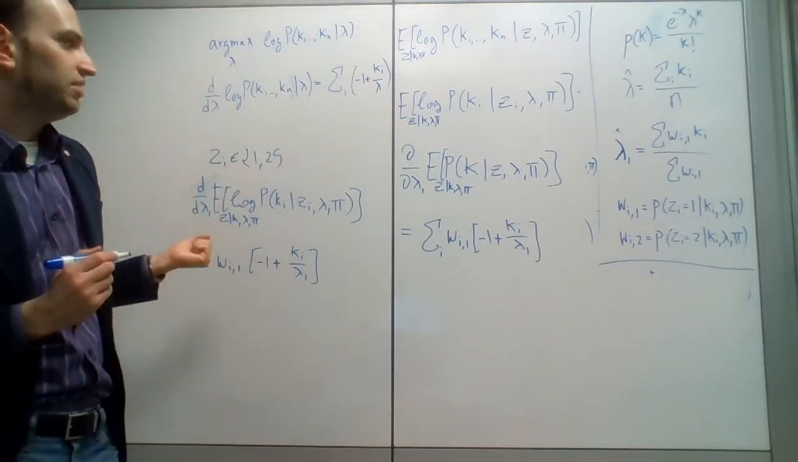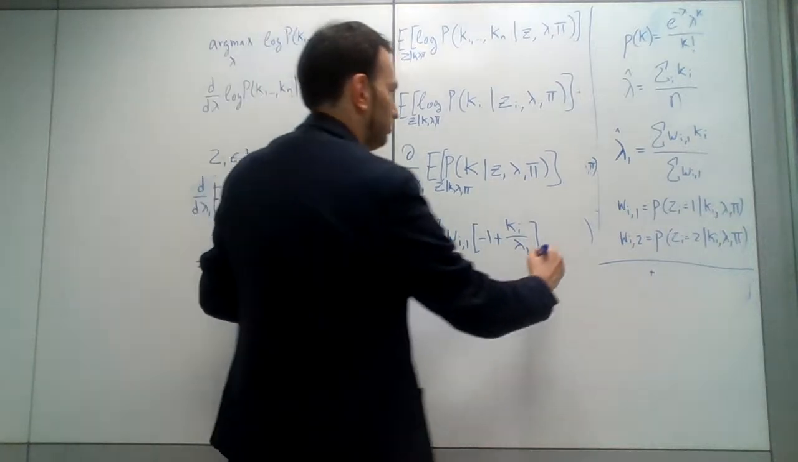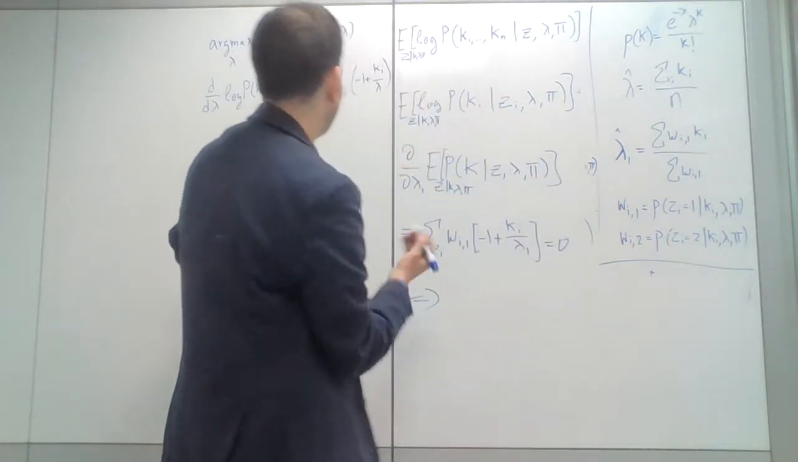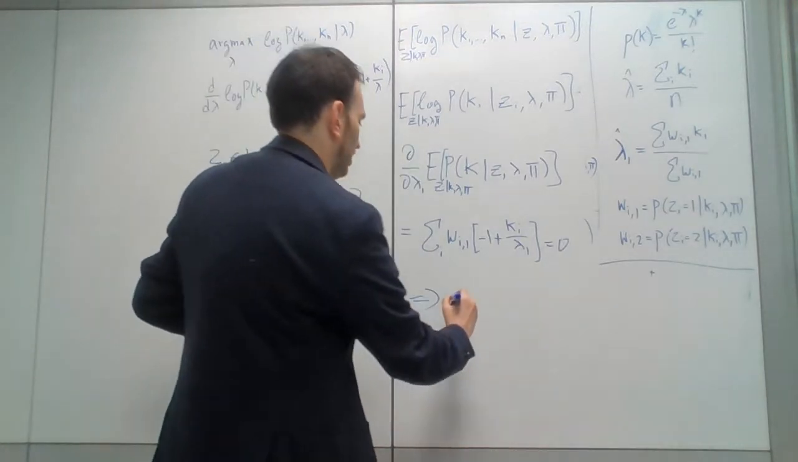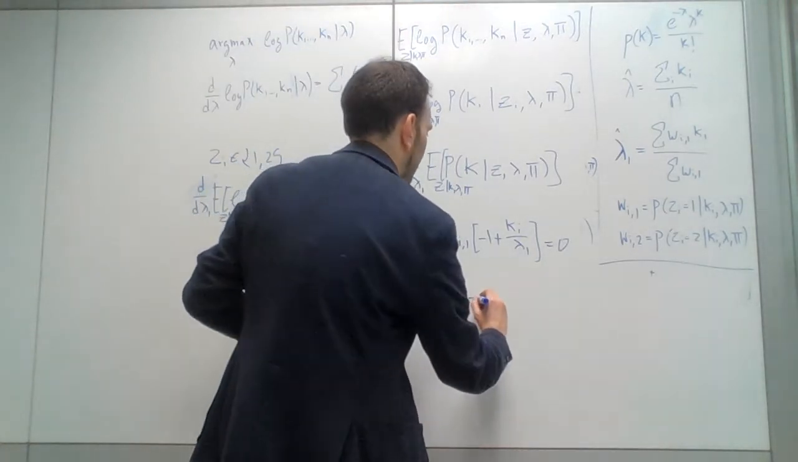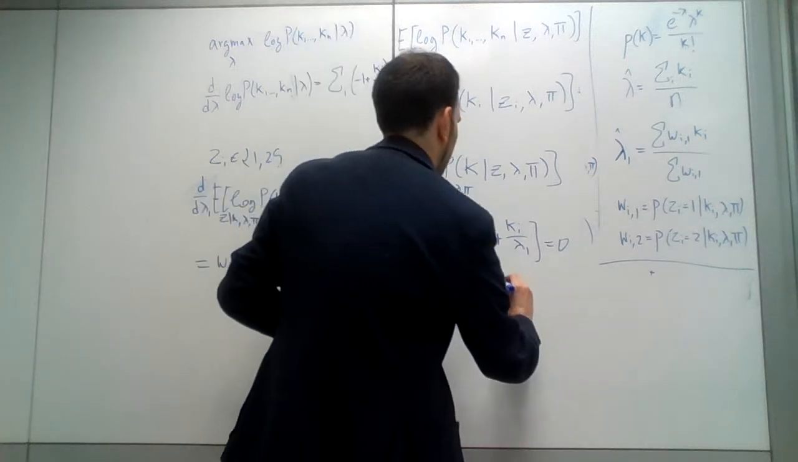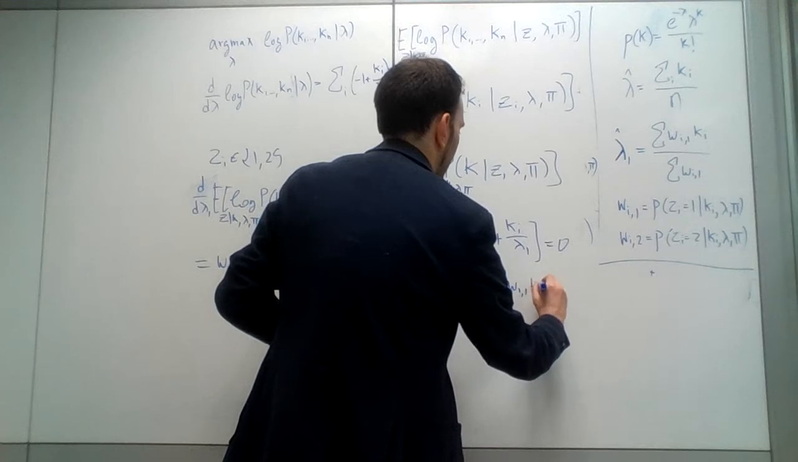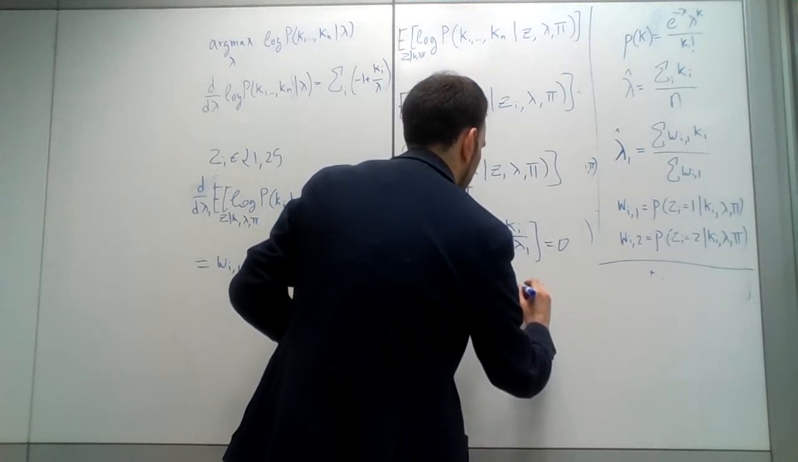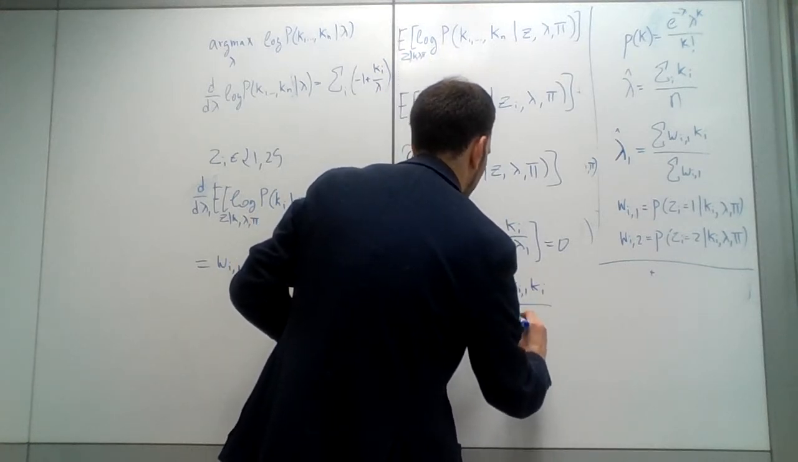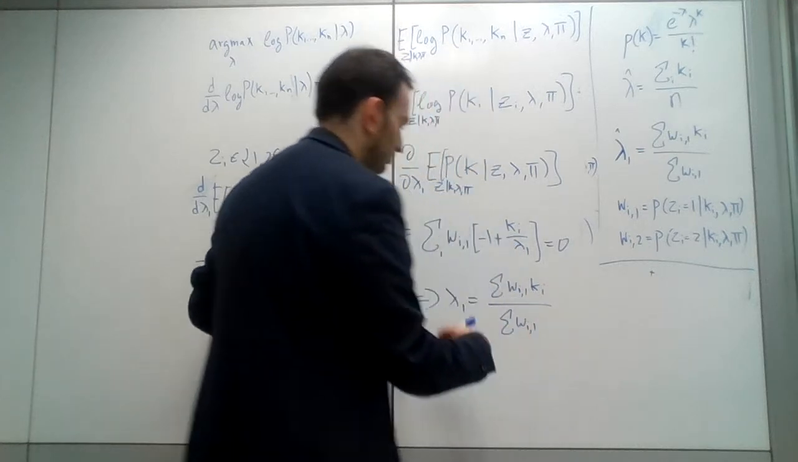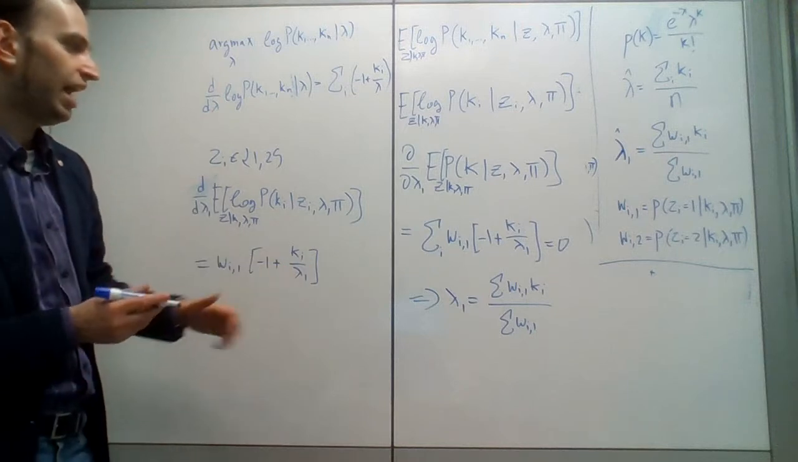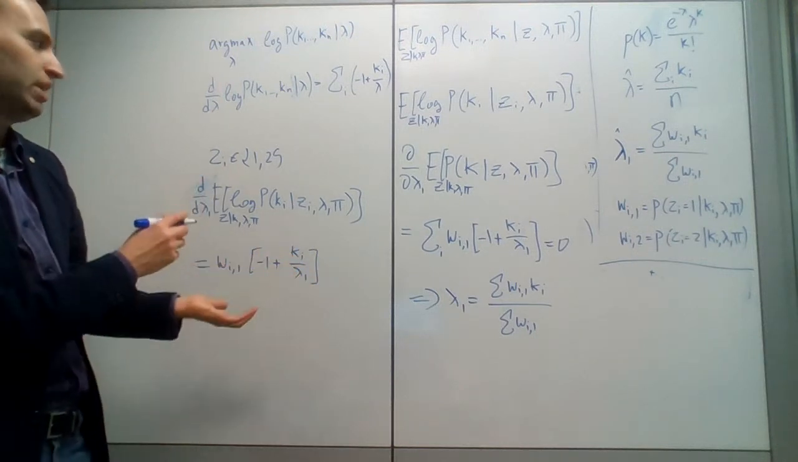Okay? And in fact, if you set it to 0, what you'll get, and it's a very easy computation, is that lambda 1 is equal to the sum of wi1 ki divided by the sum of wi1. It's a very easy computation to do. From here to here, it's easy. And this is exactly the thing that we had before.